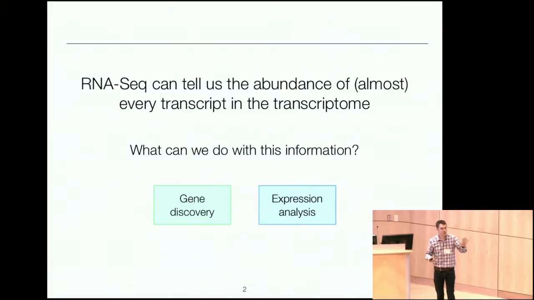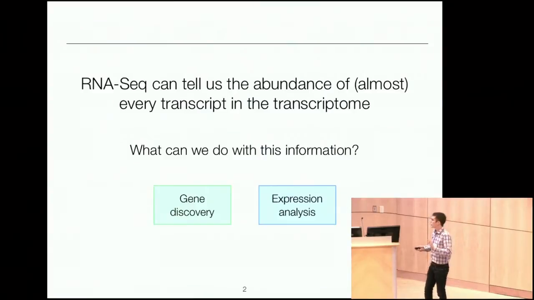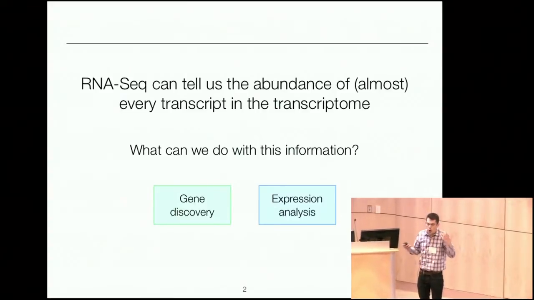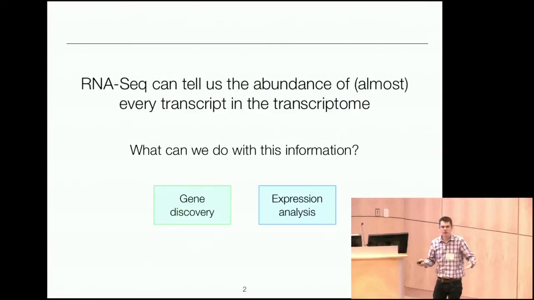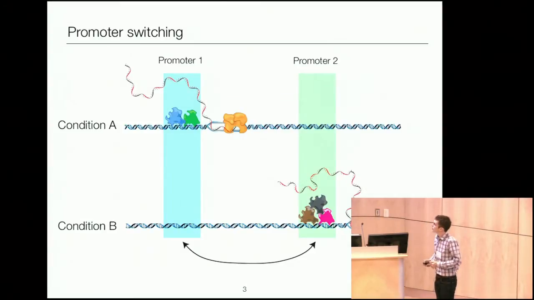So you just heard about some gene discovery and transcript discovery applications of RNA-seq, which are very exciting. I'm not going to talk about that at all. I'm only going to talk about expression analysis right now. And I should also say at the beginning that I work in mostly human and sometimes mouse. And so I'm almost always going to assume that the transcriptomes we're talking about are alternatively spliced, and each gene has many isoforms and things like that.